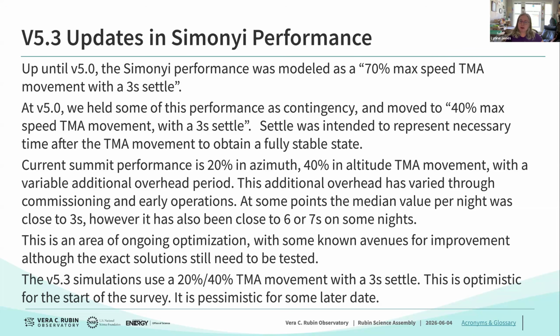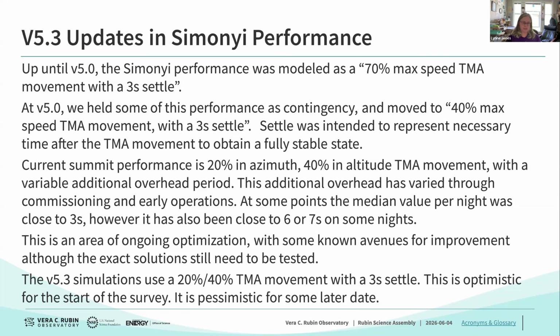And it is possible that the end result of this is that we will have this 20%, 40% TMA movement with more like a 1 second or 1.5 second settle, which actually wins overall compared to 40% plus 3 second settle. So if we get to the Summit 20 plus a 1.5 second settle, that's actually an improvement in our visit gap performance compared to what we have. It is possible we will end up there. We're definitely not there now.